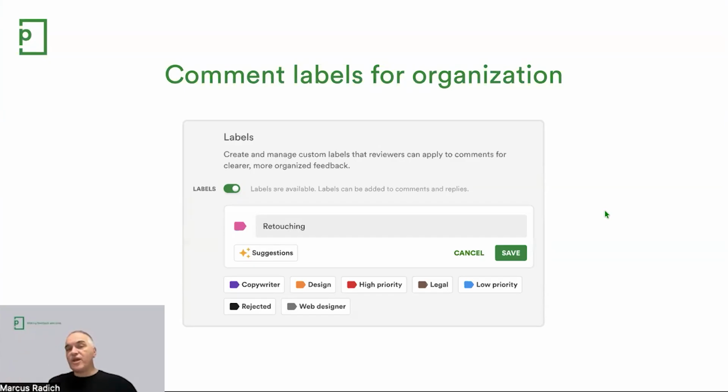Now, for the team administrators, if you have PageProof Enterprise, they can just come in, switch labels on, and then you can go through and add the labels that you want for your team. And we've even got some suggestions as well. If you're just getting started with the labels and you're not sure what sort of labels you would want, click on suggestions, and we'll give you some suggestions of labels that you could add to your team. And then when people make comments in their proofs, they can put labels on. So let's take a look at the comment labels and how they work.